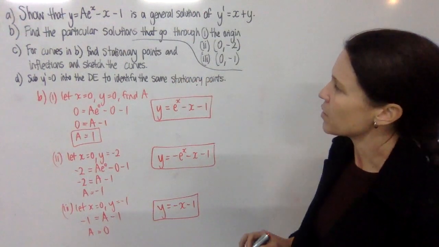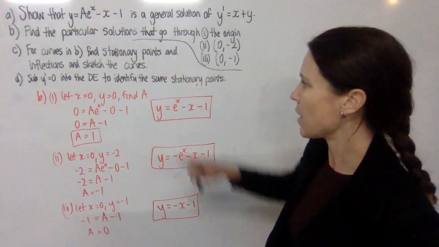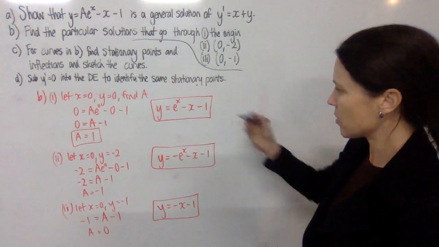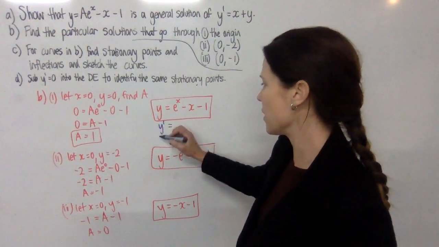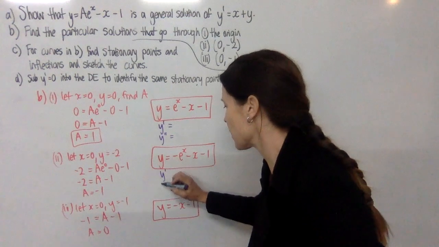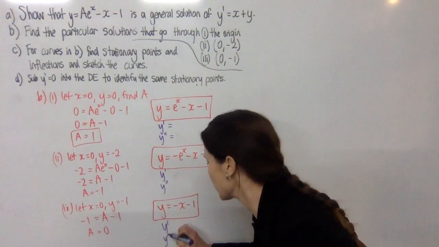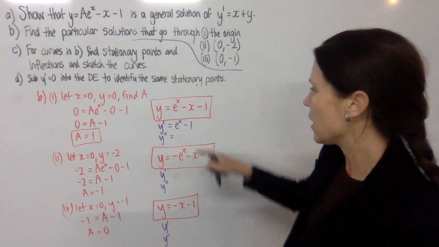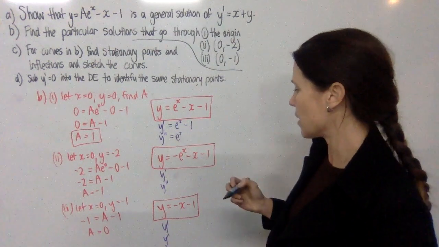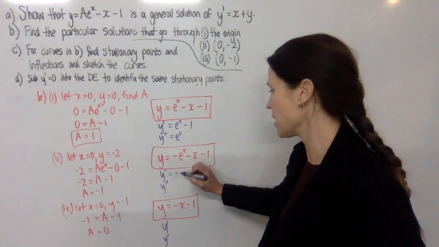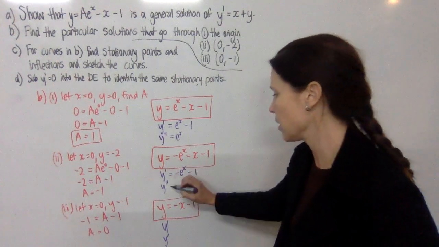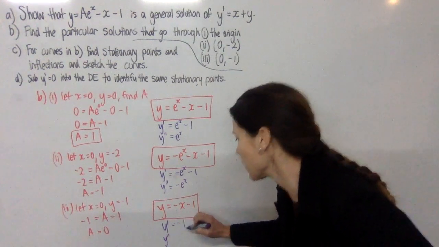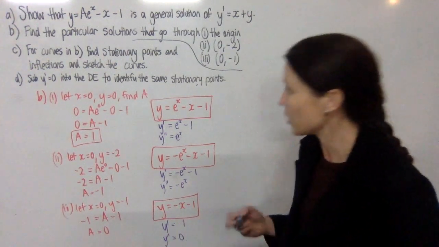So now for part C, it says for the curves in B, find their stationary points and inflections and sketch the curves. So let's grab a different colour here. Now to find their inflections, let's have a quick look at what y dash and y double dash would be in each of these cases. And we can see that y dash here is going to be e to the x minus 1. And if we differentiate that again, we just get e to the x. Down here, we've got negative e to the x minus 1. And we'll have negative e to the x. And down here, differentiating, we get minus 1. And differentiating here, again, we get 0.